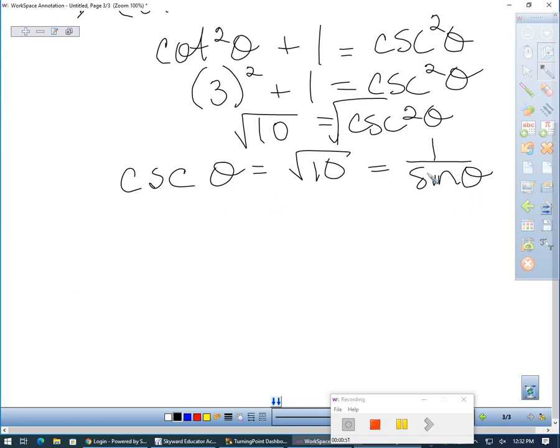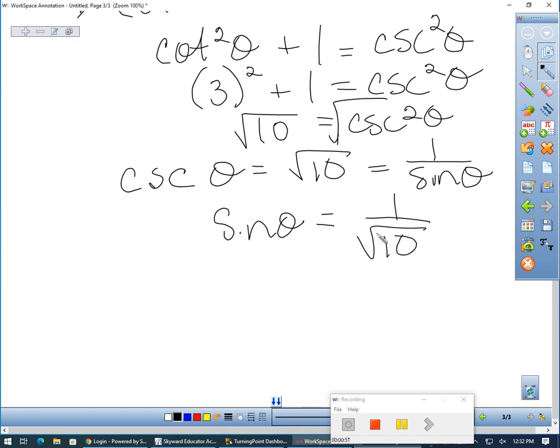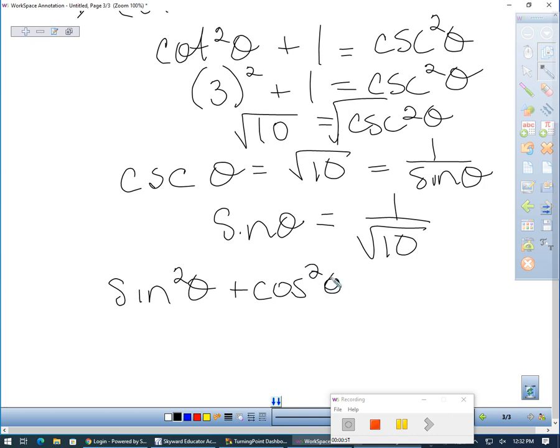All right, so if I was looking for sine, for example, we know that 1 over sine theta is equal to cosecant. So I can multiply my sine over to here and divide by my square root of 10. Does everybody agree then that sine theta would equal 1 over the square root of 10? Yes? Okay. So now, our first identity, and this is my favorite identity to use, it's the one you're going to use the most, was sine squared plus cosine squared equals 1, right? So we have sine squared theta plus cosine squared theta equals 1.